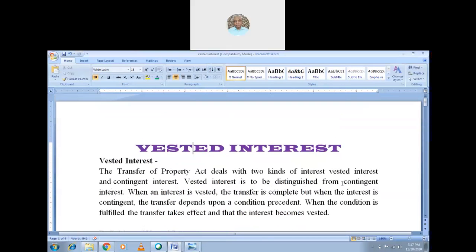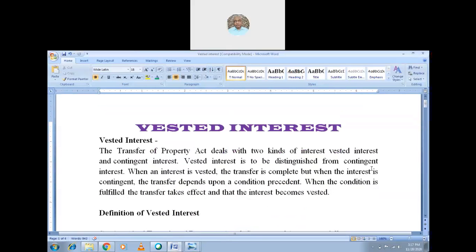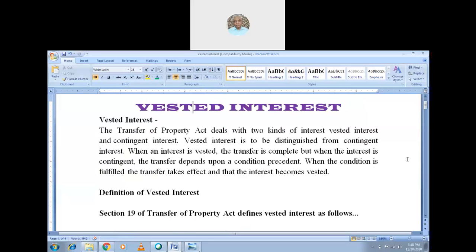We see what is the vested interest. When you come to the matter of the vested interest, it goes this way. The Transfer of Property Act deals with two kinds of interest, that is vested interest and contingent interest. When an interest is vested, the transfer is complete. I repeat, when an interest is vested, the transfer is complete. But when the interest is contingent, the transfer depends upon a condition precedent. When the condition is fulfilled, the transfer takes effect and the interest becomes vested. That means a conditional interest also later becomes a vested interest when the condition is fulfilled.